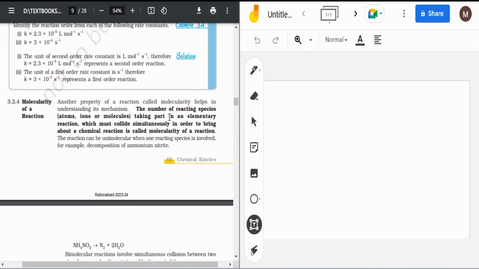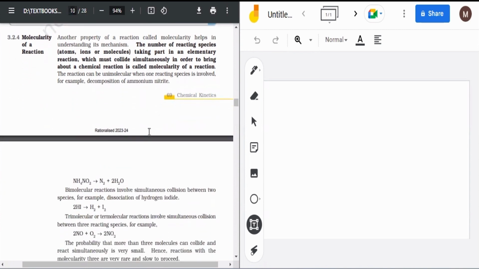The number of reacting species taking part in an elementary reaction, which must collide simultaneously in order to bring about a chemical reaction, is called the molecularity of a reaction. Now, molecularity is not or need not be equal to order. मतलब जरूरी नहीं है कि molecularity और order बराबर होंगे. They can be different. Molecularity basically define क्या करती है?